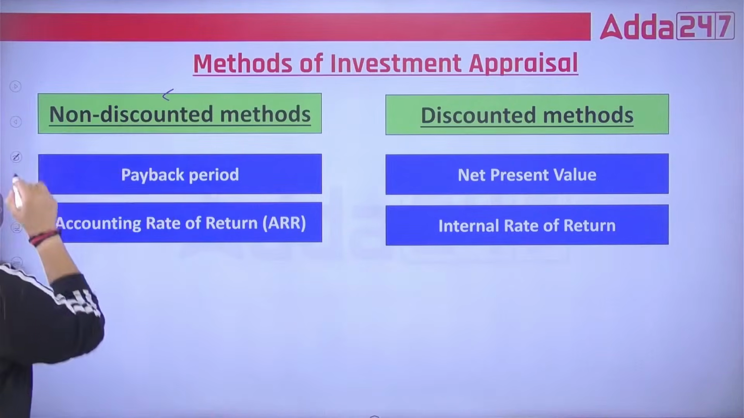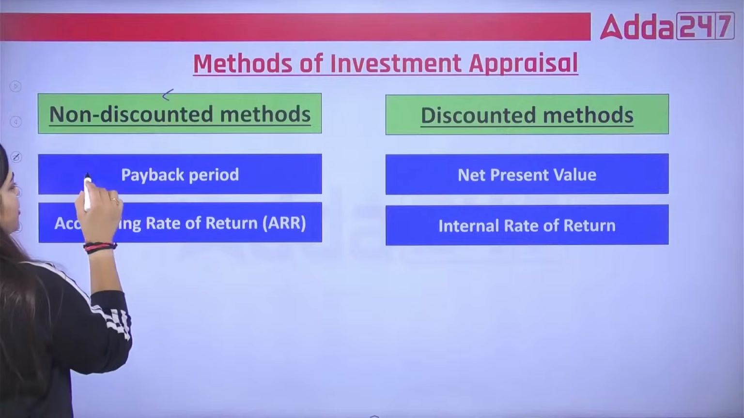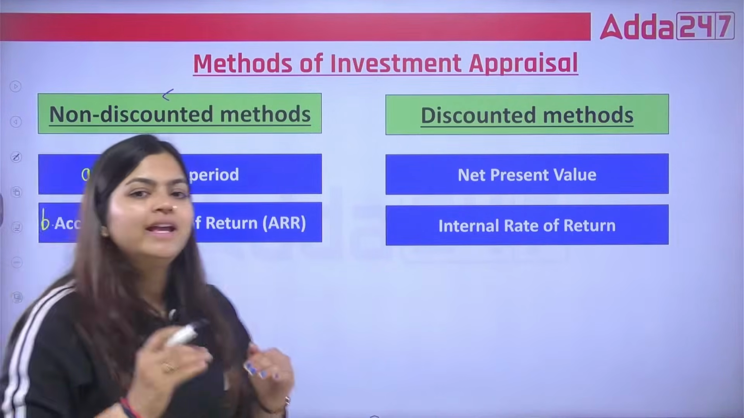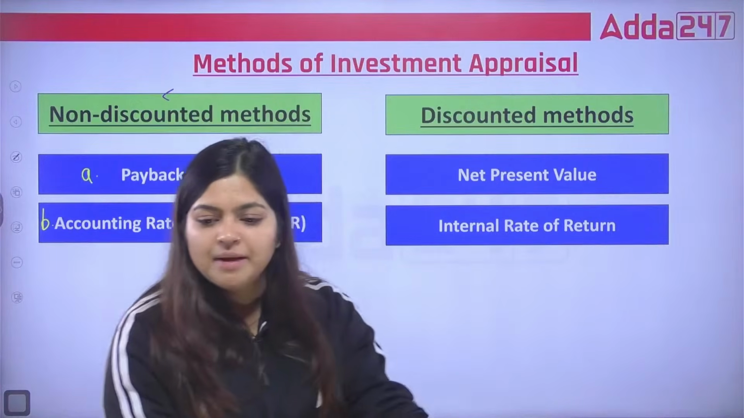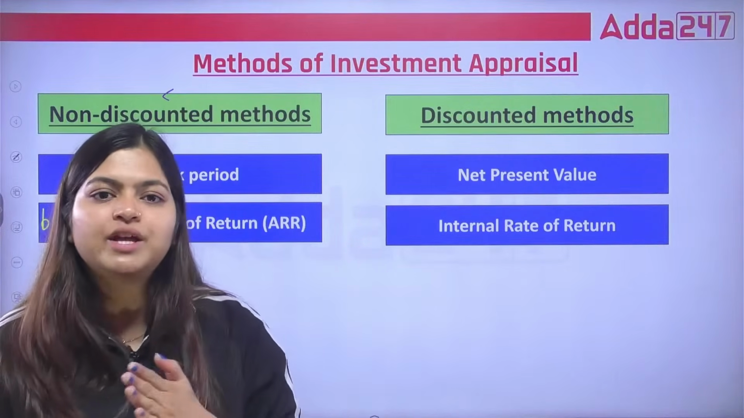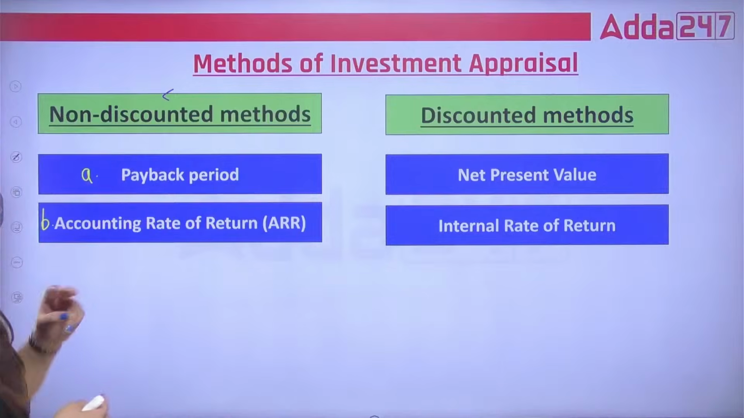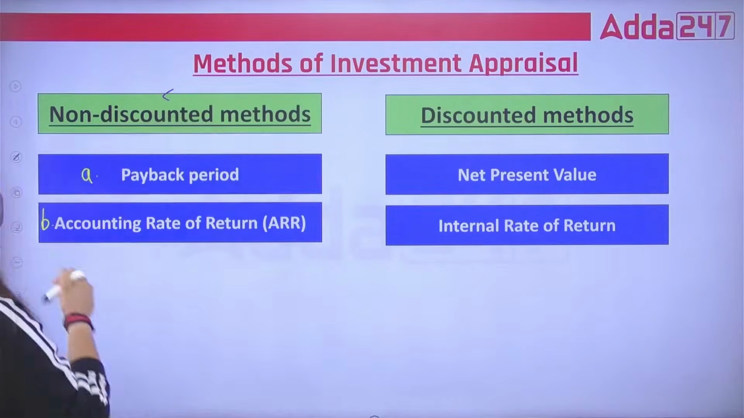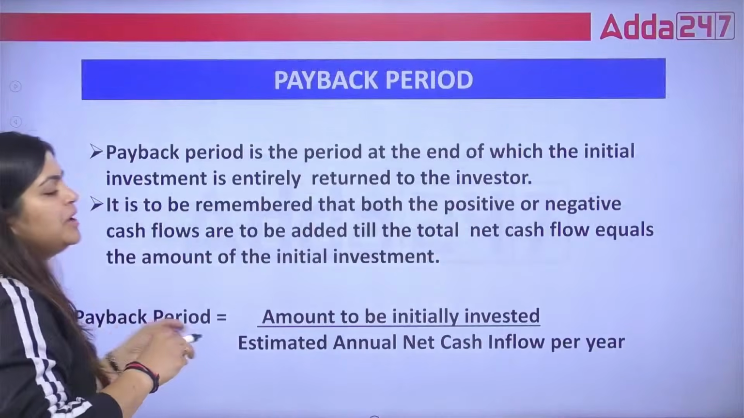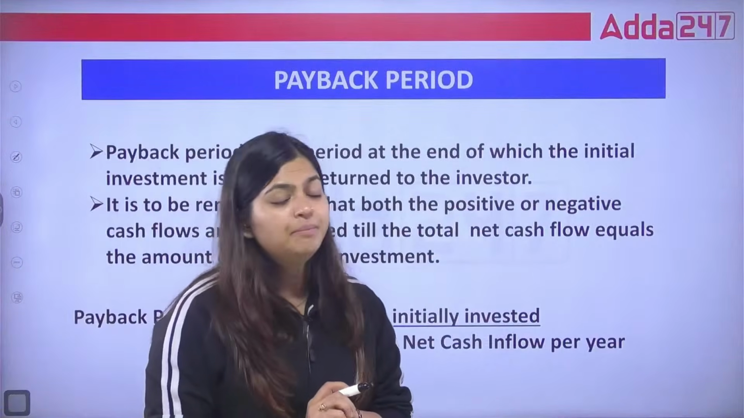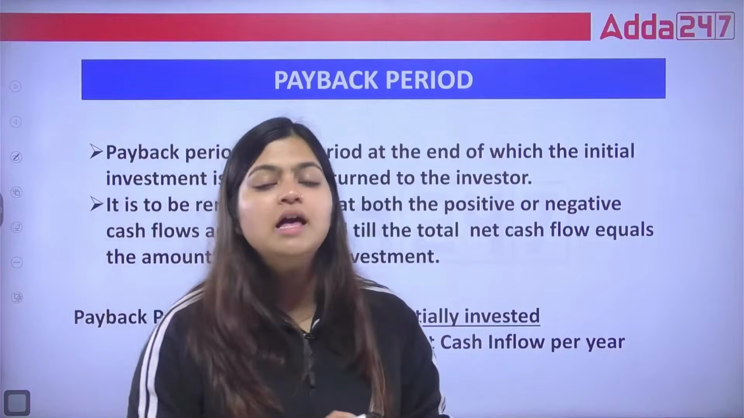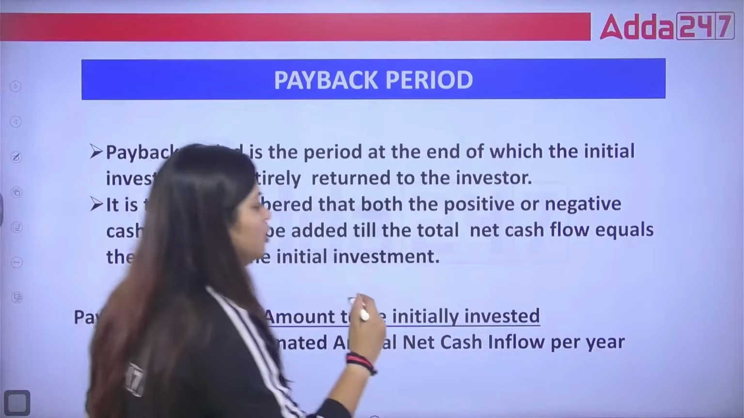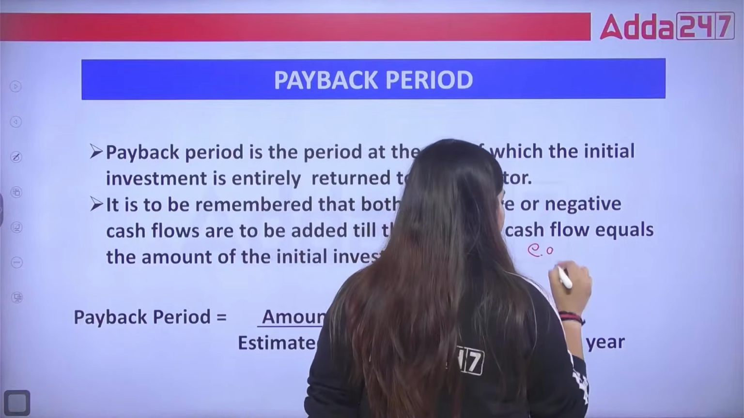Under this, you have two methods. Number one is your payback period. Second one is your accounting rate of return, ARR. Payback period method and accounting rate of return. These are the two methods covered under non-discounted methods. So let's start with the first one, that is payback period. Payback period is a very simple method. Now, as per this method, let's start with one example.